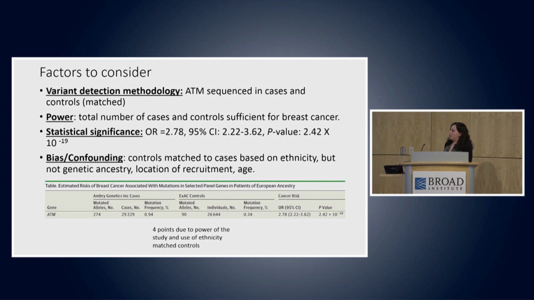And you also want to consider bias and confounding. Controls were matched to cases based on ethnicity, but not genetic ancestry, location of recruitment, or age. And so they ended up scoring this 4 points out of a total 6 points. And it was due to the power of the study and the use of ethnically matched controls being some of that, and also the statistical significance. So closer to the high end, but I think I've talked to the groups that score a lot of case control studies, and they maybe have only had 1 or 2 that have been perfectly scored at 6 points. So this is pretty standard, I would say.